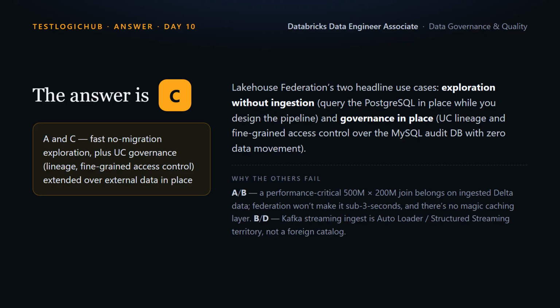What Federation is not? A performance engine. A 500 million row join feeding a sub 3-second dashboard belongs on ingested Delta data. And Kafka streaming ingest is autoloader and structured streaming territory. Foreign catalogs don't do streams.